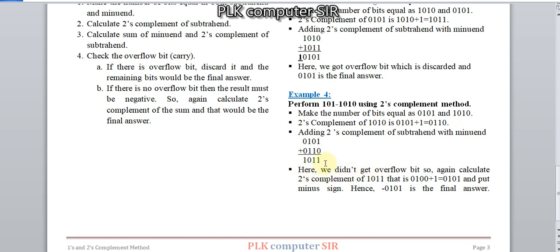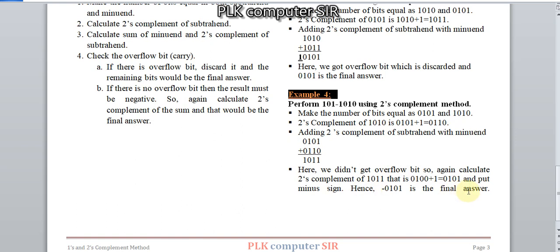So here we didn't get an overflow bit, so again calculate the 2s complement of this step 3 result, 1010. So 1 will be converted into 0, 0 into 1, so 0101, plus 1, you will get 0110, and put a minus sign. Look, if there is no overflow bit, then the result must be negative, so again calculate the 2s complement of the sum, and that would be the final answer. And we have to place the minus sign also. So hence minus 0101 is the final answer.